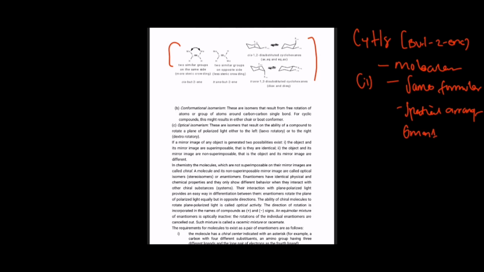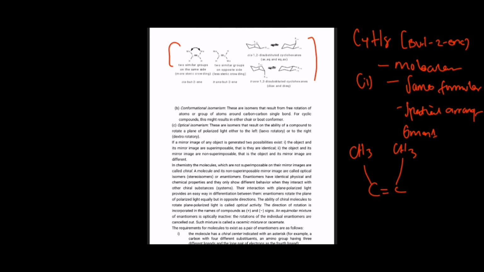Now for the cis, you get to find out that both similar groups are on the same side. Please take note of it. This is the butane. We have 2 carbons. Both similar groups are on the same side, something like this. Let's get it right.